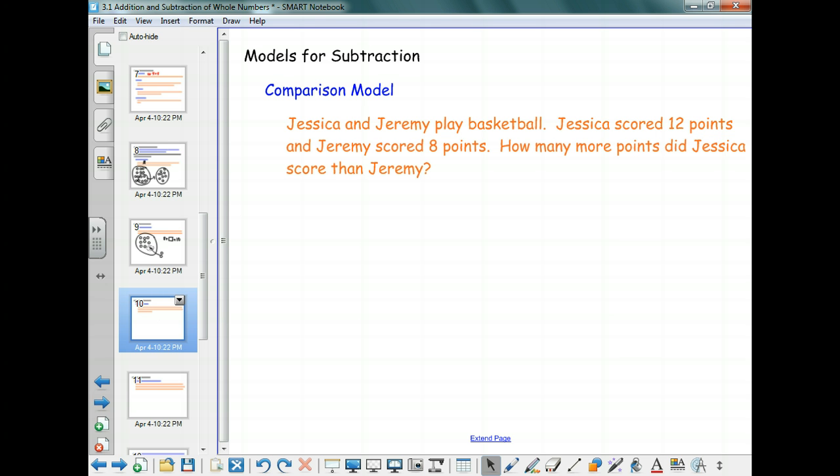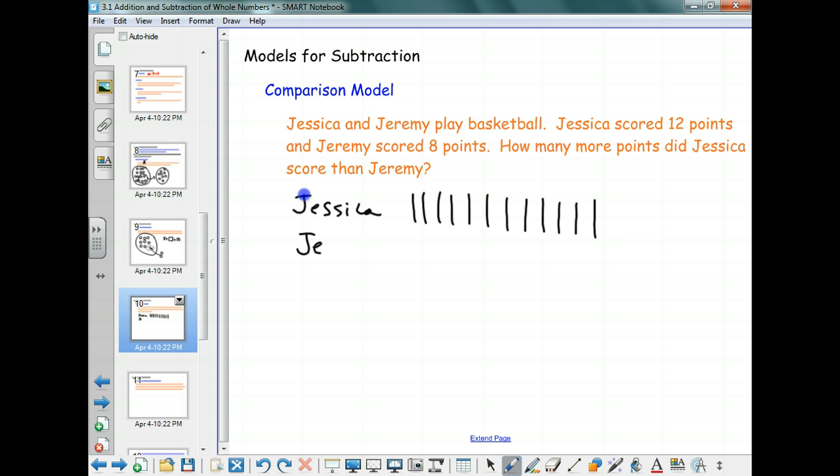So what I'm going to do is I'm going to compare them, and we'll just draw them as points with hash marks. So we're going to do 12 points. So here's Jessica. She has 1, 2, 3, 4, 5, 6, 7, 8, 9, 10, 11, and 12. And then we're going to put Jeremy underneath. And what we want to do is we want to draw this in such a way that things line up and I can see exactly, again, from a picture point of view, what is missing, if you will, when I compare them. So Jeremy has 8 points.